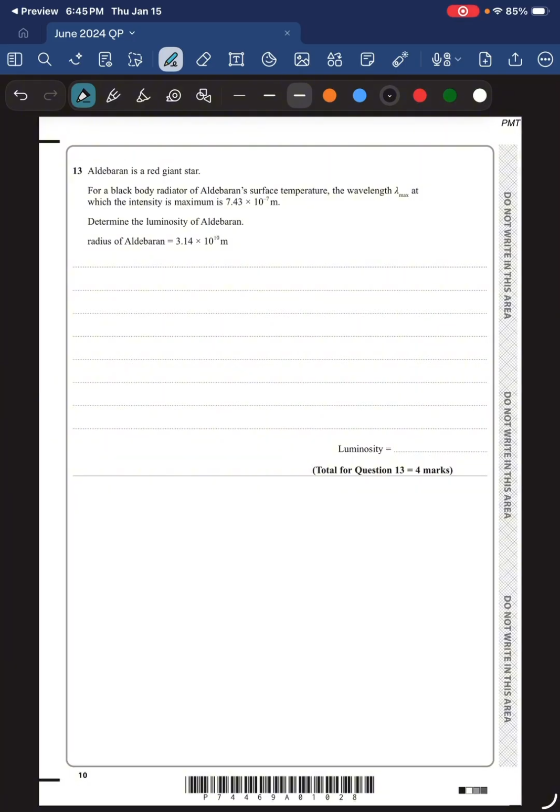Question 13. Aldebaran is a red giant star. Okay, I mean, it reads like a Lord of the Rings name or something like that. So, or maybe a Harry Potter name.